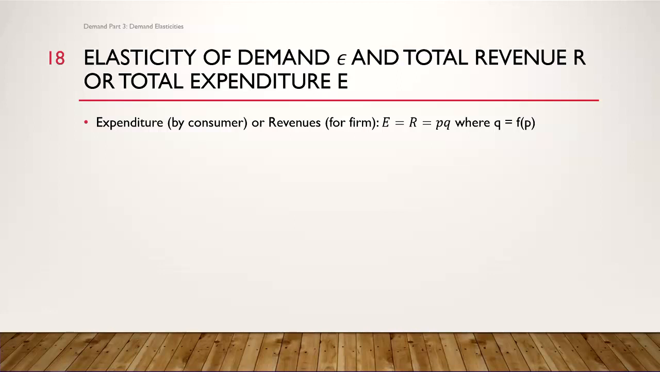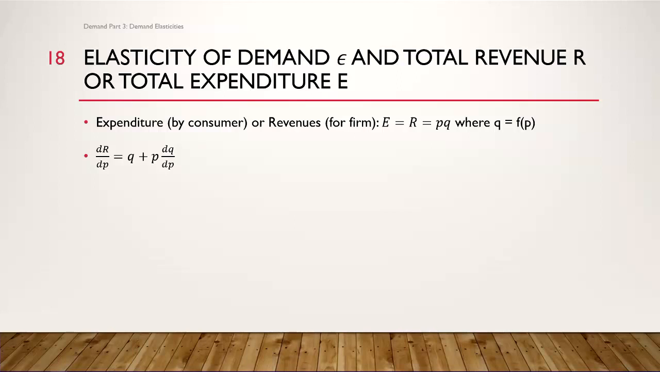Now notice that for revenue or expenditure, P times Q, remember the downward sloping demand curve, so quantity depends upon the price in general. So P times Q, both of those terms depend upon the price. So if we want to differentiate revenue or expenditure with respect to the price, we're going to have to use the product rule, because both of those terms, P and Q, are functions of the price.